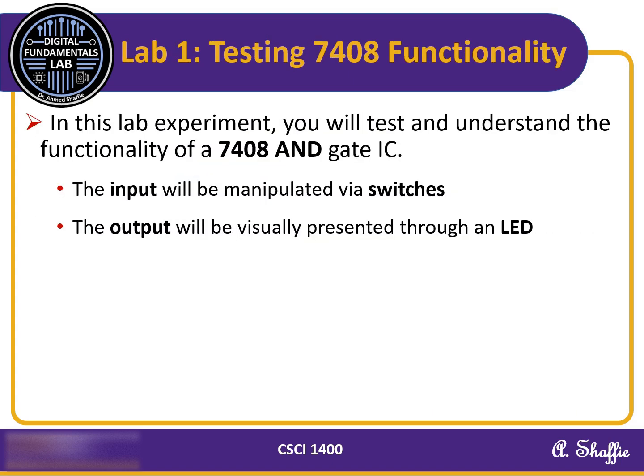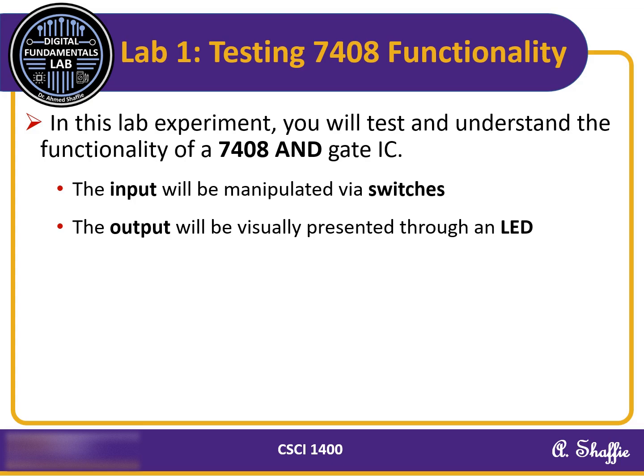Now that we have learned about the key components we will be using during our lab assignments, let's dive into our first lab assignment. Don't worry, it is going to be very easy. For this assignment, I want you to test and understand the functionality of the 7408 IC, which contains 4 AND gates. You don't need to test all 4 gates, just focusing on one will be enough.